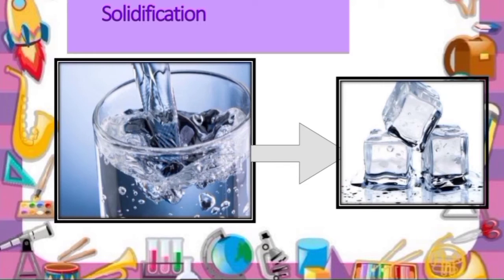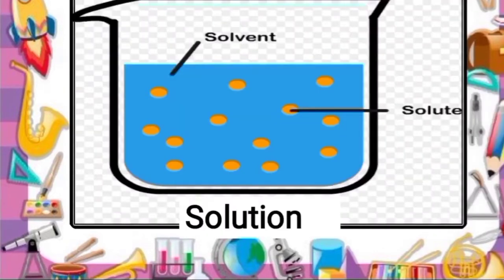A solution is formed when two or more substances mix together such that they are evenly distributed. The substance that dissolves is called the solute. The substance in which the solute dissolves is called solvent. A solute and solvent together form a solution.